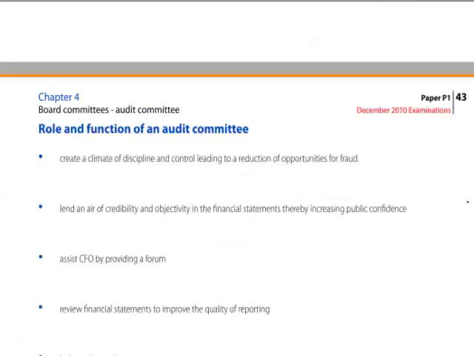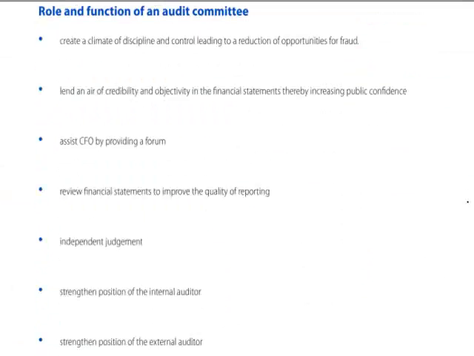Page 43, roles and functions of an audit committee. Create a climate of discipline and control. This is the culture thing. Create a climate of discipline and control, leading to a reduction of opportunities for fraud. If the climate is a controlled climate, if there is discipline within the climate, then the possibilities of fraud being perpetrated by any employee, whether it's senior or junior, will be reduced.